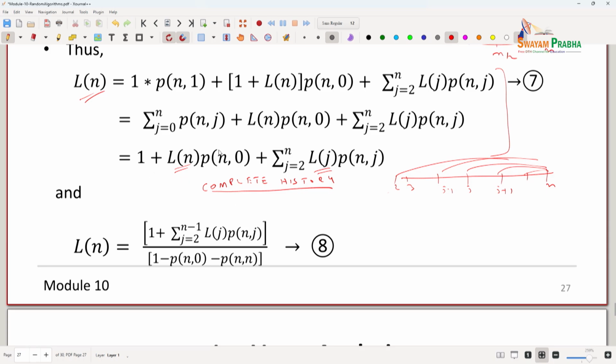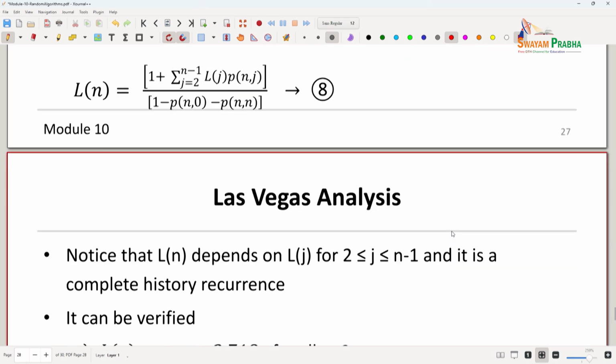So if I took all the L_n to one side, all the L_j, j less than n to the other side, I can express it in terms of a very nice recursive term. L_n is equal to the numerator, denominator is a constant, please understand, 1 minus p_n,0. p_n,0 I can compute, p_n,n I can compute. I have a formula. So denominator is a constant. The numerator depends on L_j, j from 2 to n minus 1. So L_n depends on L_n minus 1, L_n minus 2, L_3, L_2, complete history. So I have to solve this equation. Please understand, mathematically solving this equation is challenging.